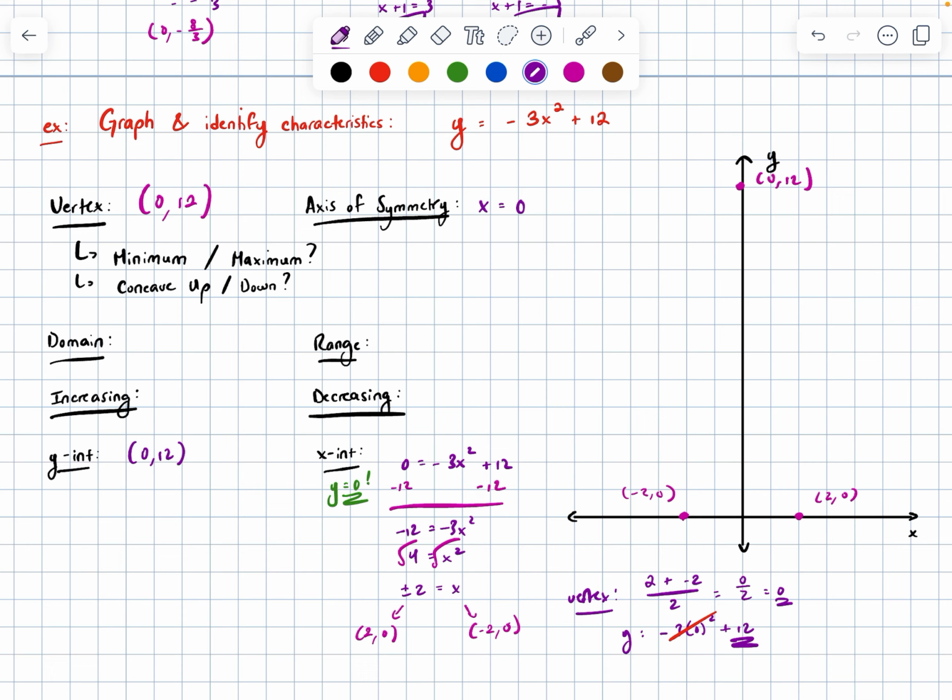Here I increase to the left of the axis of symmetry, which is at x equals 0. If I want to be to the left of x equals 0, then I would be all the way off to negative infinity, capping out at that 0.